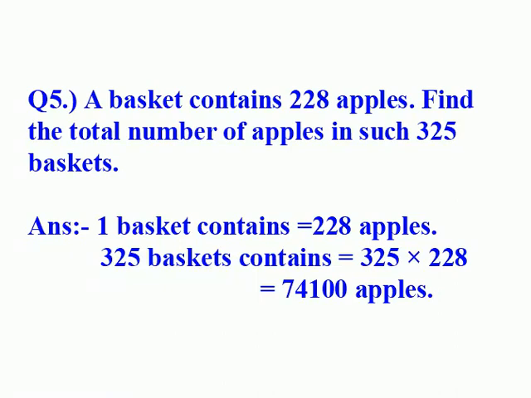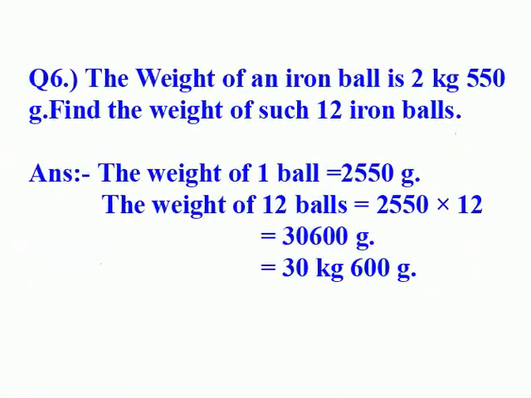As I told, whenever you want to find out for any calculations from 1 to many, we have to multiply. So here it is given for a particular bucket 228, and you have to find for 325. So we will multiply 228 and 325. Whatever the total result comes, that will be the total number of apples in such 325 baskets. Okay, that's all about question number 5.